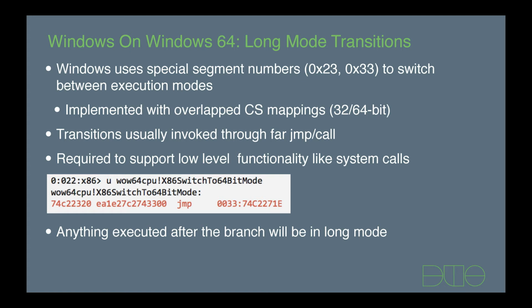All of these transitions are generally invoked through a far jump or call. So as you can see here, this is the function that is typically used to transition modes, and you'll see the hex 33 at the beginning, so that's the special segment number. Anything after that branch would be executed as 64-bit code.